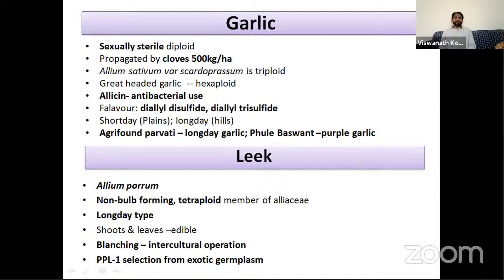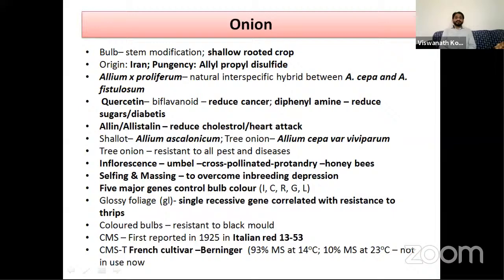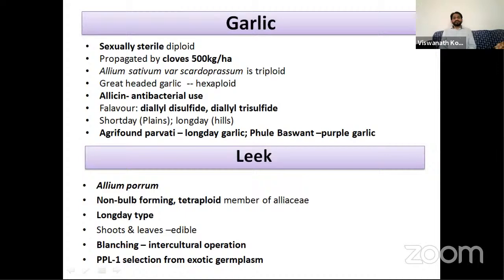The flavour in garlic is due to diallyl disulfide and diallyl trisulfide. In case of onion, it is allyl propyl disulfide. Similar to garlic, onion is also a short day plant in plains and a long day plant in hills. Agrifound Parvati is a long day garlic, and Pusa Basvant is a garlic that is purple in color.